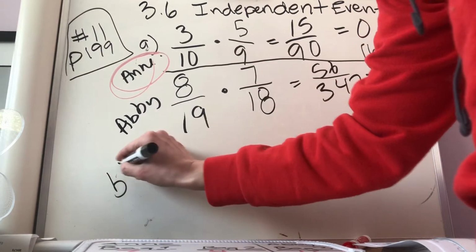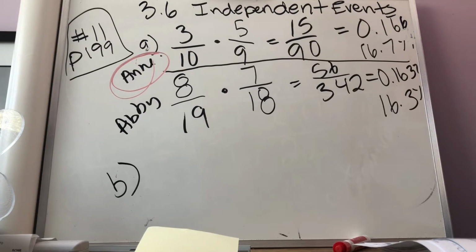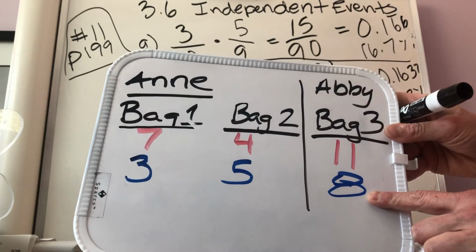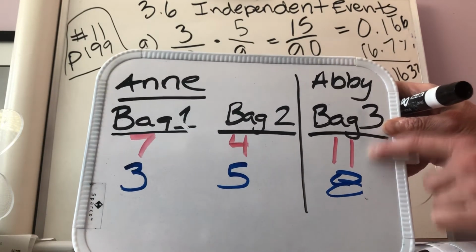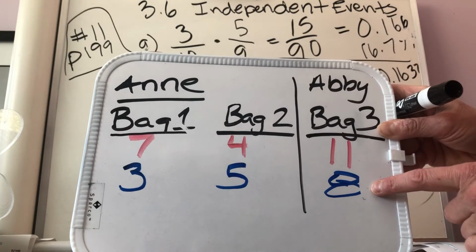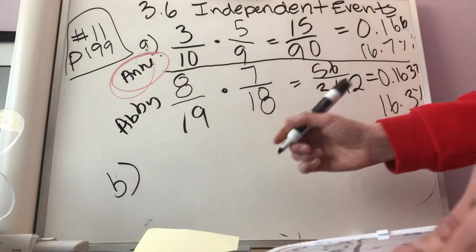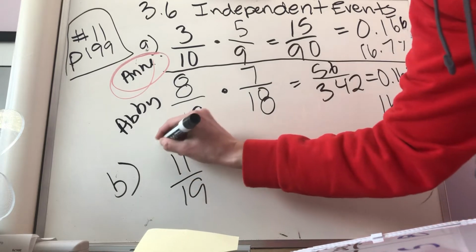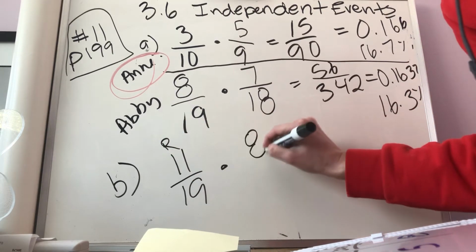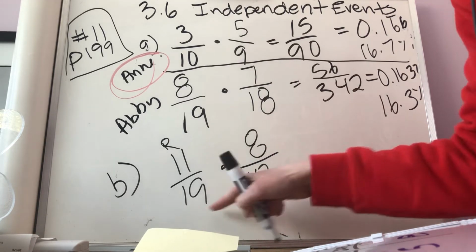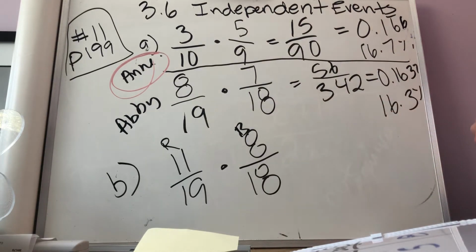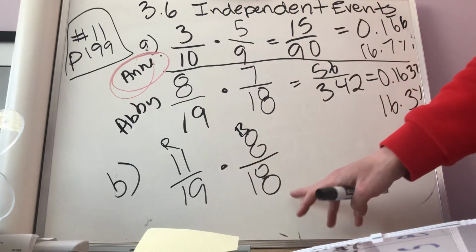So I'll just put Abby here. Or we can even just look at this here. So Abby here, she's got to pick 1 red and 1 blue. There's 11 chances out of a total of 19 to pick a red, and then 8 chances out of a total of 18 to pick a blue, right? So that would be her chances. So 11 chances out of 19 to pick red, times 8 chances, because there's 8 blue marbles, out of 18 total marbles left over. That's blue, right?